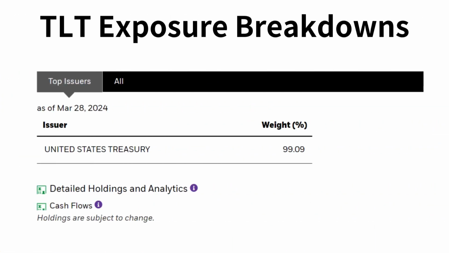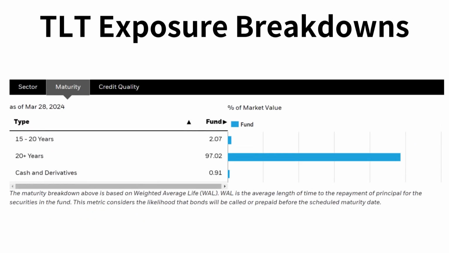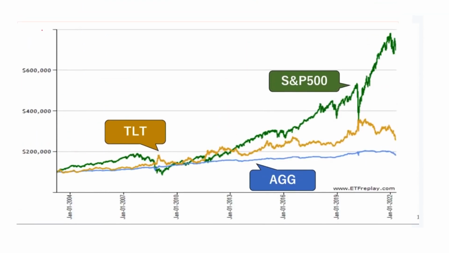As previously described, TLT is primarily investing in long-term government bonds issued by the U.S. Treasury. If you analyze the investment distribution by period, you can see that it primarily focuses on bonds with maturities of over 20 years. As previously explained, bonds tend to move in the opposite direction of typical stocks or ETFs. Let's take a closer look.